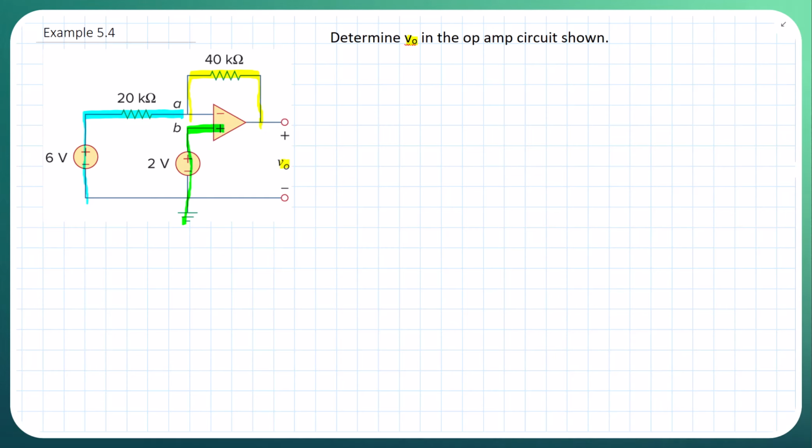Okay, so we're going to apply KCL at node A. And if we do that, we get VA minus V output, so VA minus V output, or V naught, over 40 kilo ohms is going to equal the input here, which is 6 minus VA over 20 kilo ohms.